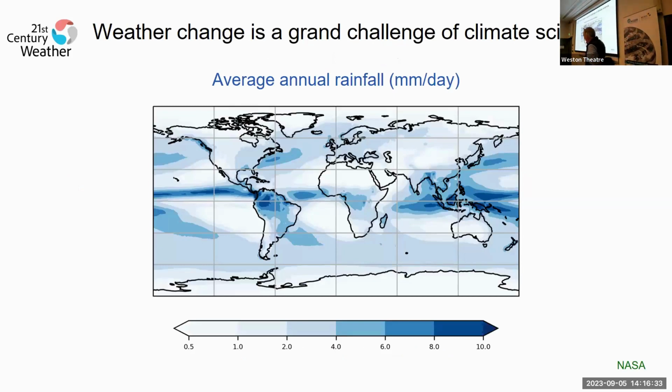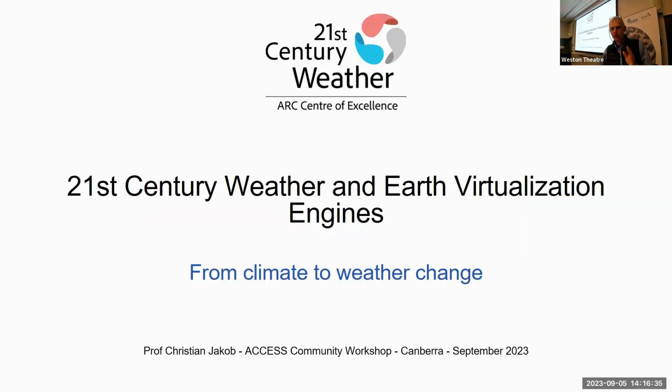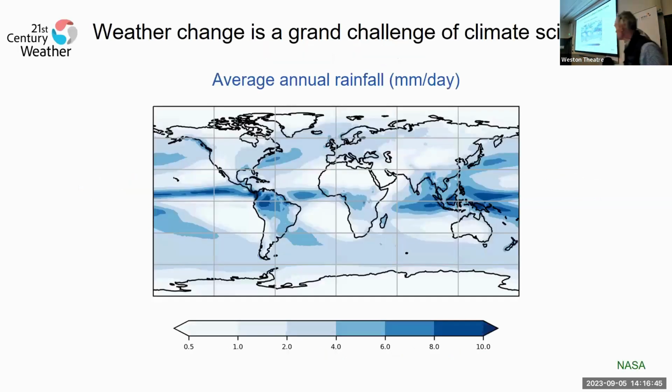So when we think about climate, I'm giving you updates on two initiatives. One is the 21st Century Weather Center of Excellence, and another one is an international effort called Earth Virtualization Engines. And I'm going to try and combine them in 12 minutes. Good luck to me. So what's the big deal?